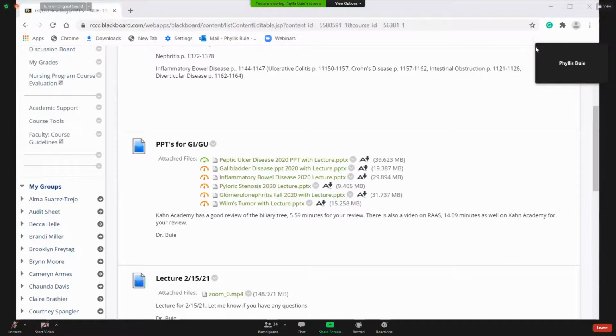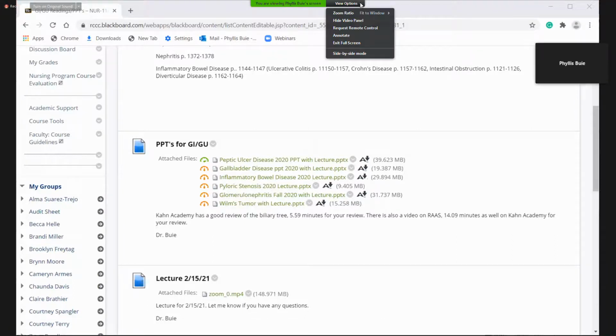Okay, so I do want to point out the fact that there is a difference between the inflammatory bowel disease and the irritable bowel syndrome.